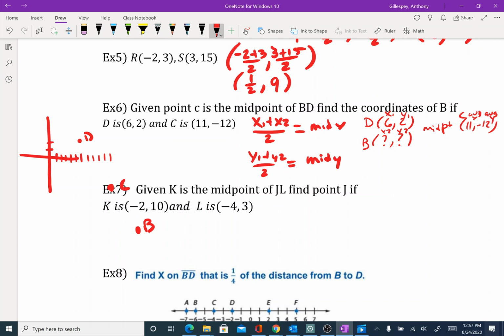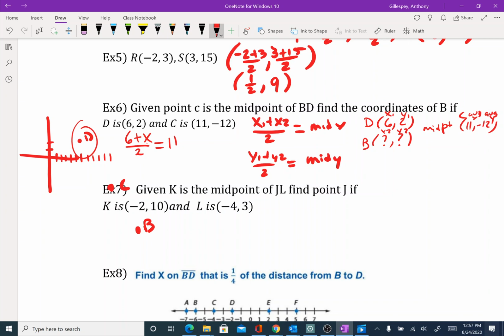So this one's harder because they don't give you B and D. They give you D and C, and they ask you where B is, okay? A little bit harder. All right, so what are we going to do? Let me dumb this down. Well, if I take the average of the x's, which is 6, plus I don't know where the B value is, so I'm going to call it x, and I divide it by 2, I should get the midpoint, which I do know, which is 11.